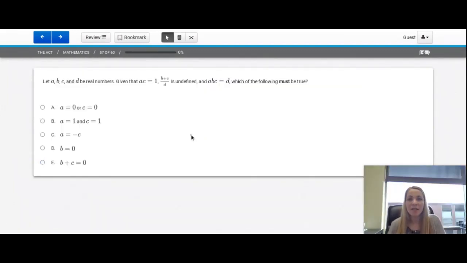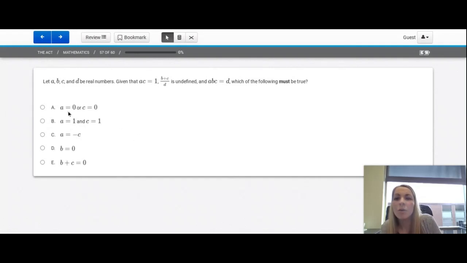Question number 57. Let A, B, C, and D be real numbers. Given that AC equals 1, B plus C over D is undefined, and ABC equals D, which of the following must be true? What I'm going to do here is start with A and go all the way down until I get a right answer to see which one of these must be true.